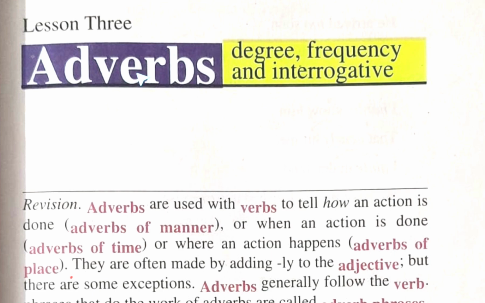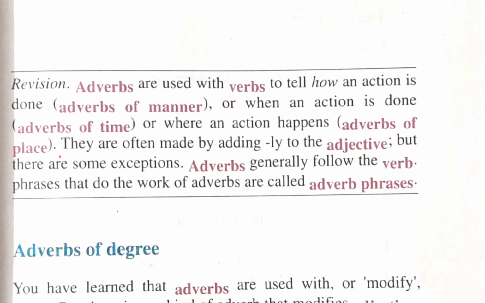Now I'm going to discuss Brighter Grammar Book 3, Lesson 3, and the topic is adverbs: degree, frequency, and interrogative. We know the definition of adverbs, especially: an adverb is a word which describes or modifies verbs, though it also modifies an adjective or another adverb itself. So let's see what is written in the box. In the box, it's written revision.